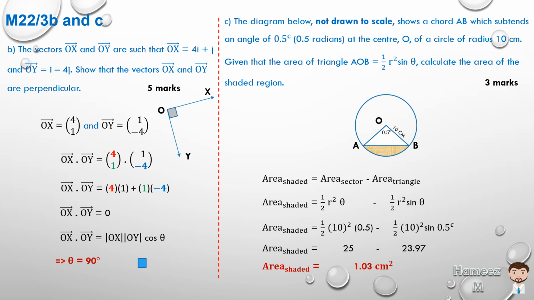So the area of the shaded region is equal to the area of the sector minus the area of the triangle. So that will be a half r squared theta minus a half r squared sine theta. And we can substitute because we know r is 10 and we know theta. So the area of the shaded region is a half times 10 squared times 0.5 minus a half times 10 squared sine 0.5 radians. So that will be 25 minus 23.97. So the area of the shaded region is 1.03 square centimeters.